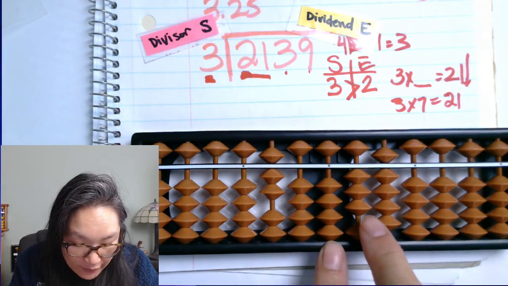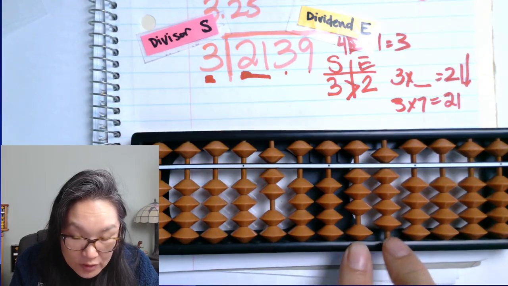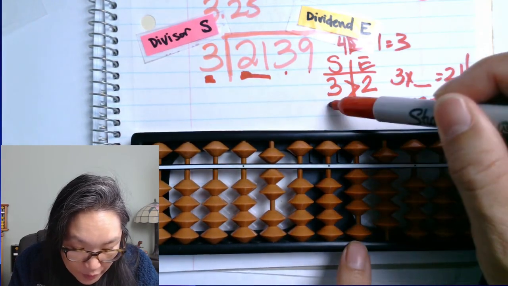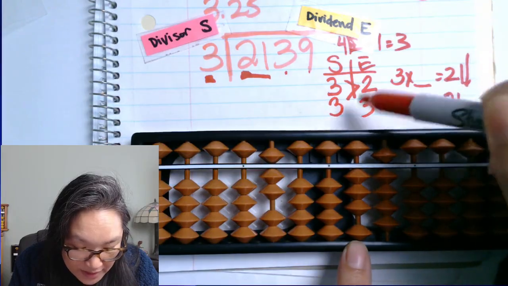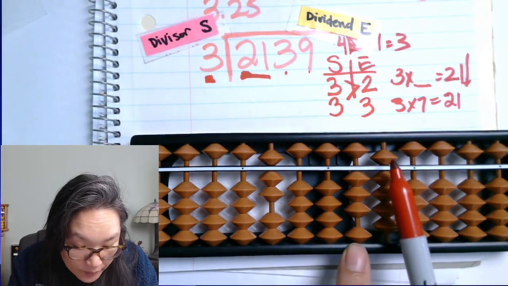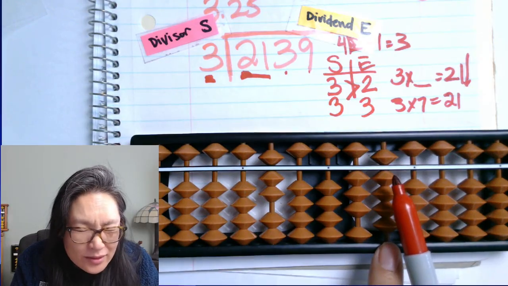So what do I have left? 3 and 9. I compare again. I compare my 3 and my other 3. My divisor is 3. My dividend is 3. They're the same. What do I do? I go to the next column over. Again, it's still the same. It's still apples to apples.